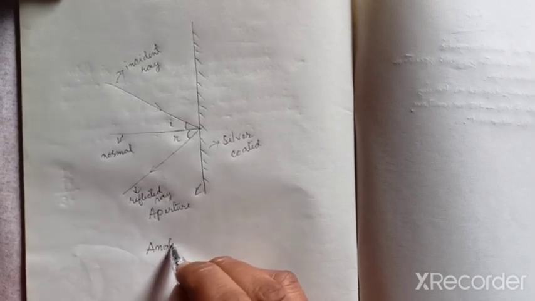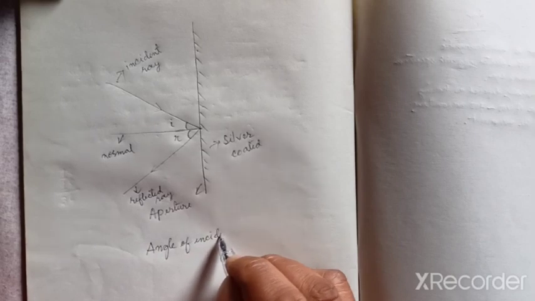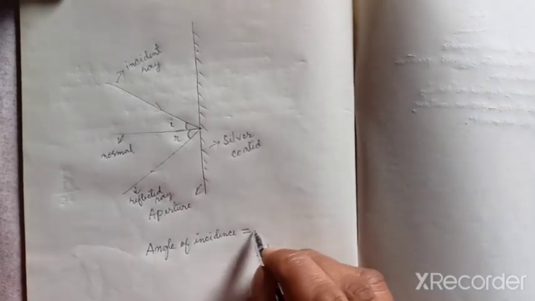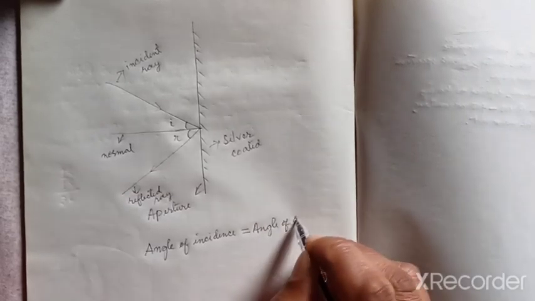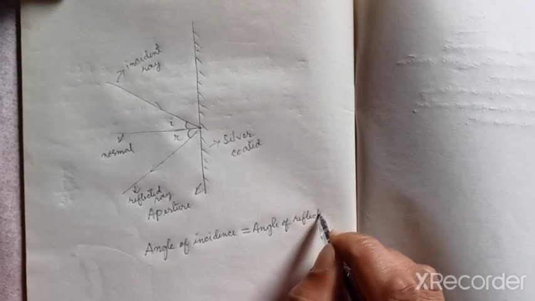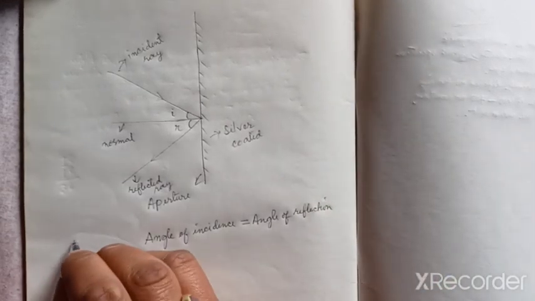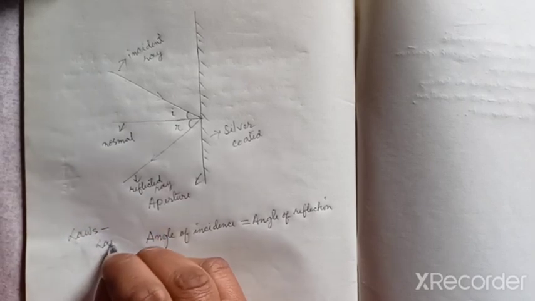The angle of incidence and the angle of reflection will always remain the same. So the angle of incidence will always be equal to the angle of reflection. So this is law one.